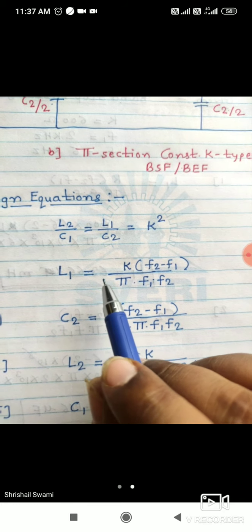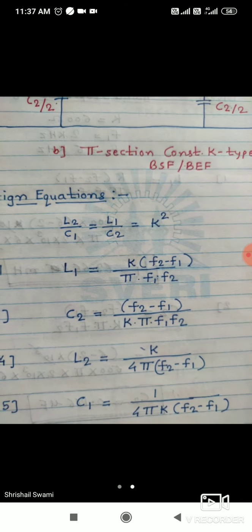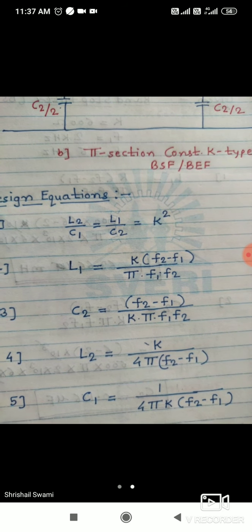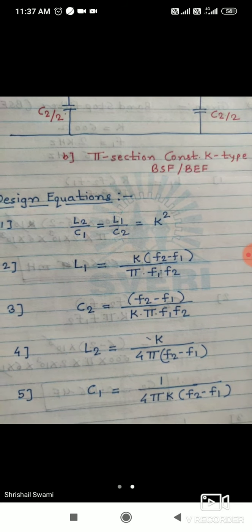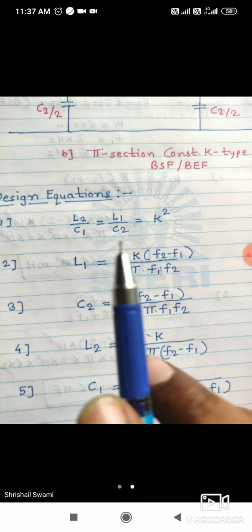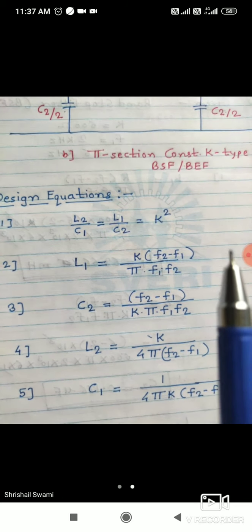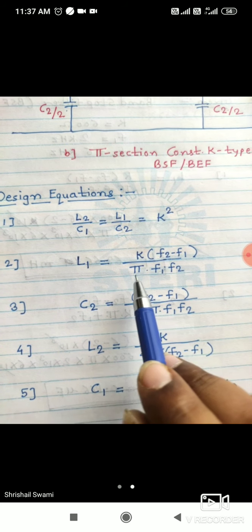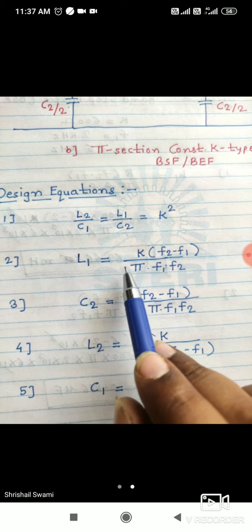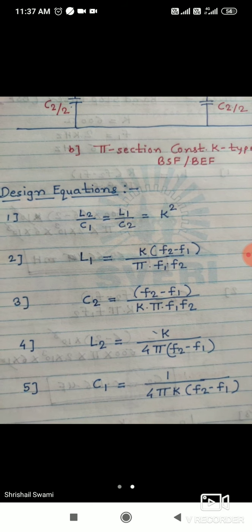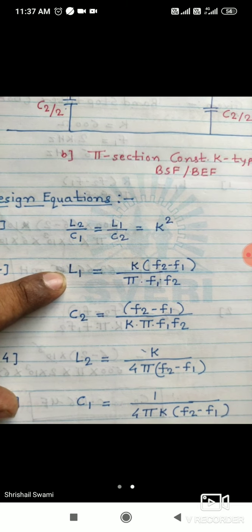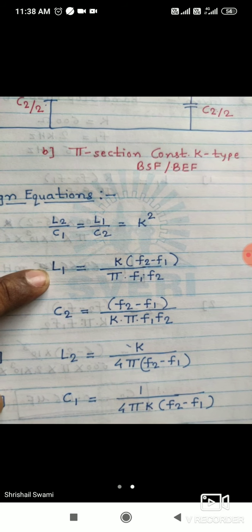If you compare with the L2 equation of the bandpass filter, recall the equation of L2 of the bandpass filter. What will be the change here? In case of the bandpass filter, L2 is equal to K into F2 minus F1 divided by pi into F1 into F2, and a 4 was there. That 4 you can remove, and take it as L1 in case of the band stop filter. That will be the change.